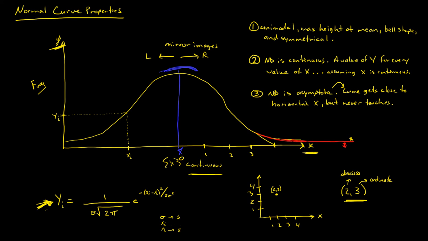So those are the 3 general properties of the normal curve, and I hope this clears up any ambiguities that you might have.